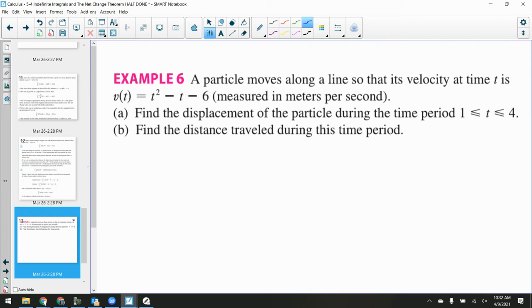What is this truly asking me to do? This is actually asking me to find the integral. If I want the displacement, all I need to do is find the integral, from 1 to 4 of v of t dt. That's what part A is really asking me to do. Once I plug v of t in, that's going to be the integral from 1 to 4 of t squared minus t minus 6 dt.